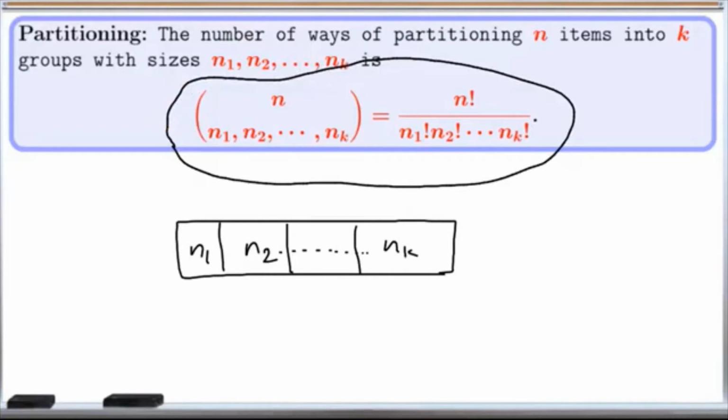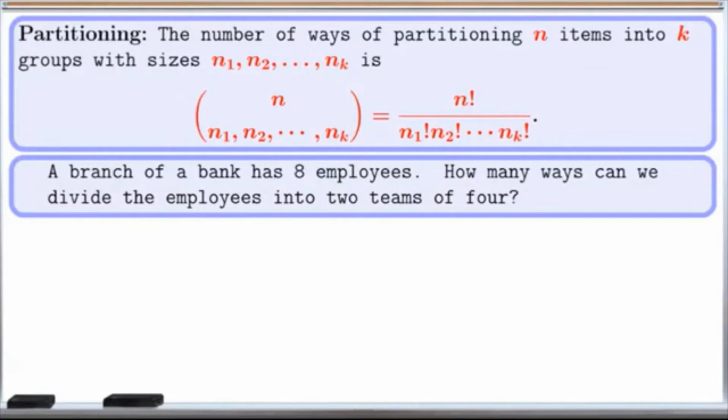Now let's look at a few examples. In this example, we are given that a branch of a bank has 8 employees. How many ways can we divide the employees into 2 teams of 4? So here n is 8, n1 is 4 and n2 is also 4. So we are looking at this.